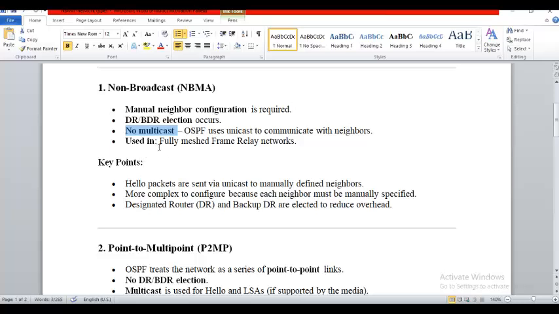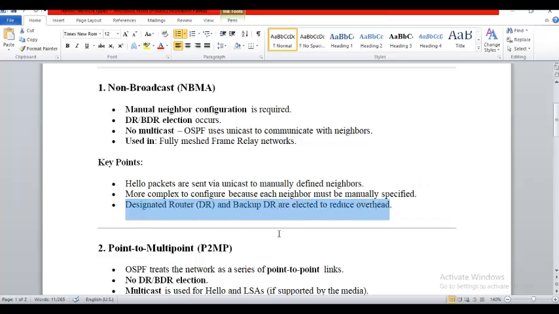Because you are configuring neighbors manually, the hello packets are sent using unicast to the address that you manually defined. It is more complex to configure because each neighbor must be manually specified. If you have 10 neighbors, you have to know the address of 10 neighbors, and you need to go to each router and configure nine neighbors. And there will be a DR BDR election to avoid loops and duplicate updates.